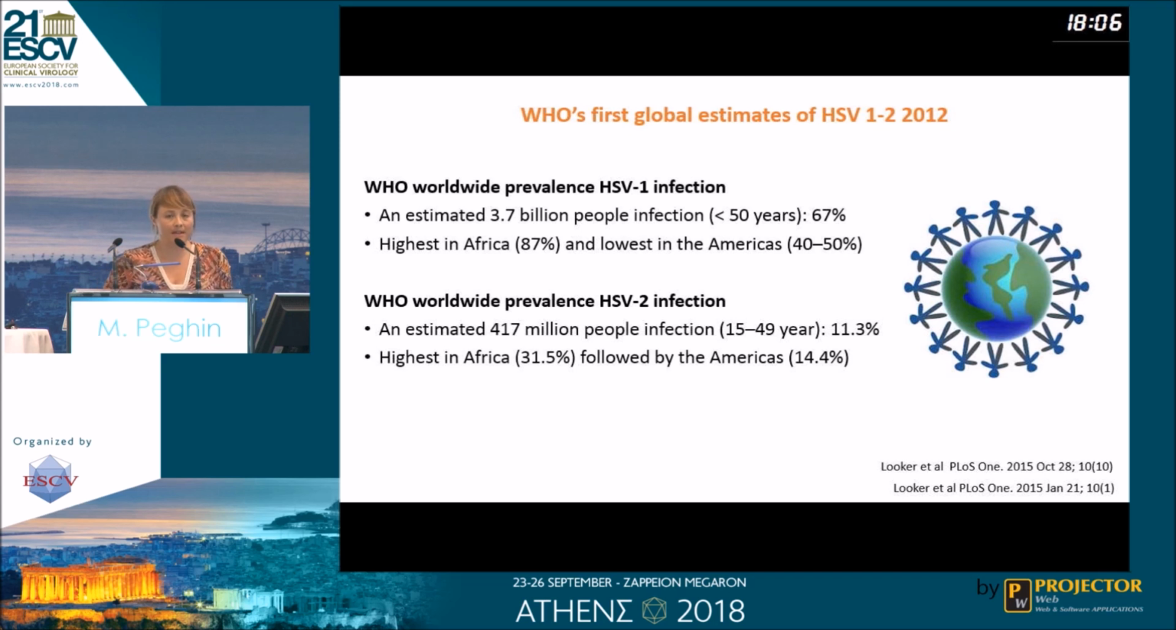As the World Health Organization evaluated in 2012, herpes 1 and 2 have a very large burden all over the world. As we can observe, they estimated that about 77% of the patients are affected with herpes 1, and about 11% of the patients have had contact with herpes 2. This prevalence is highest in Africa and lower in the Americas.